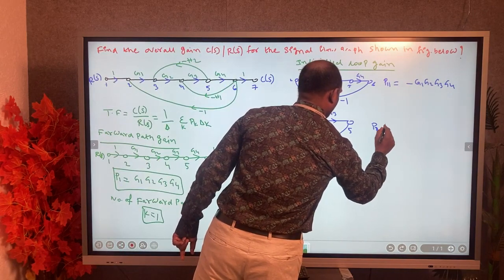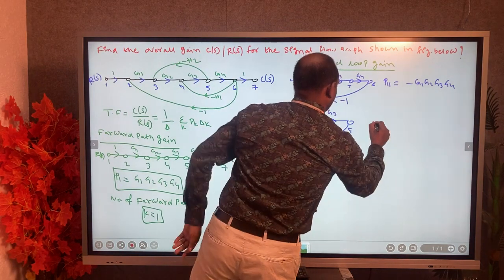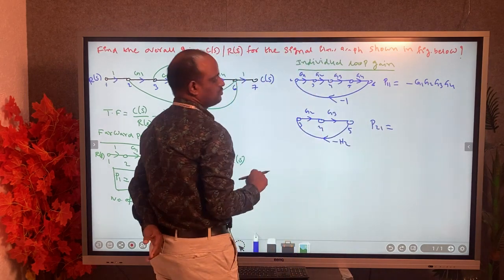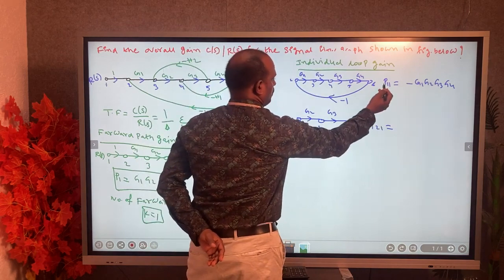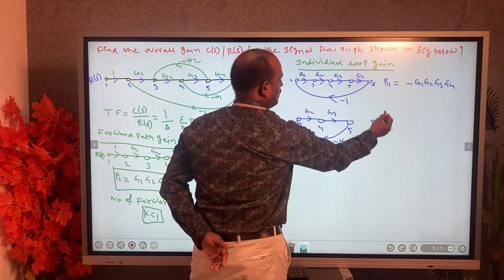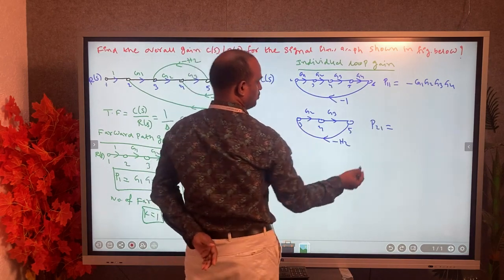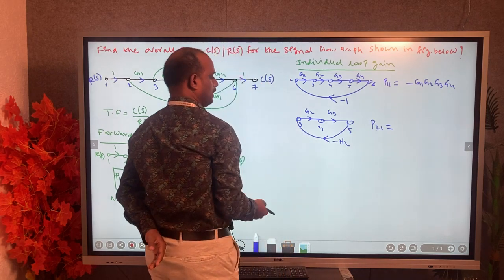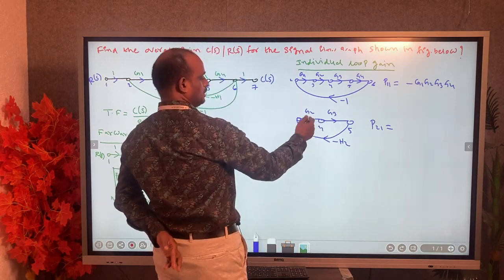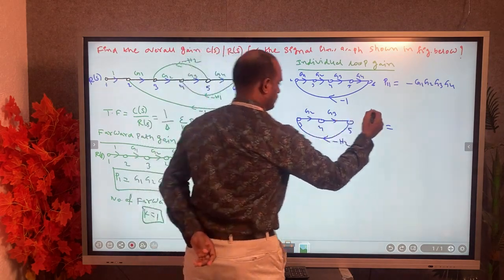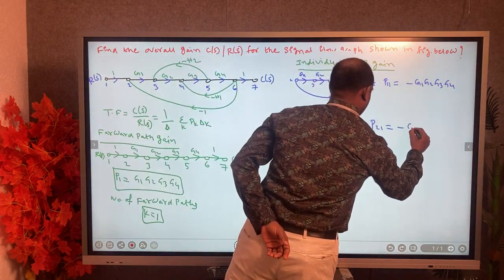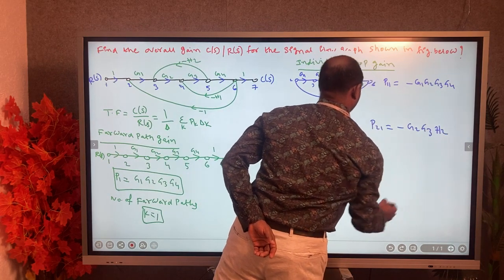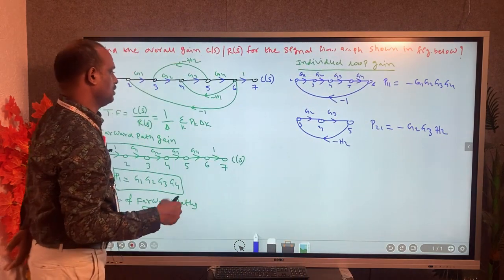So this is P21, that is the second individual loop gain. See, one indicates individual. Now you can observe the difference: P11 and P21. The first one indicates the individual loop, and the prefix 2 indicates the second individual loop gain. Multiply all the transmittances, that is G2, G3, minus H2, that is minus G2 G3 H2. So that is the second individual loop.